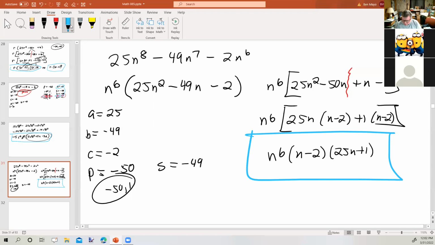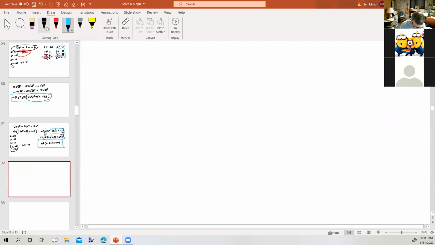If you're having trouble with this step right here, go back to section 6.1 and revisit that whole idea of factoring by grouping, because once we split it up into 4 terms, we're using factoring by grouping. Any questions on that one? Okay, let's see. Let's do another one here.